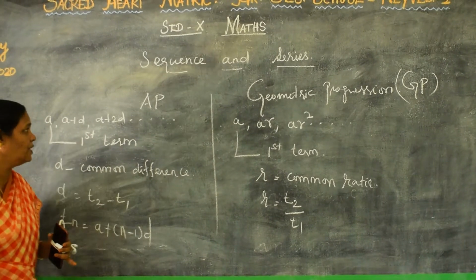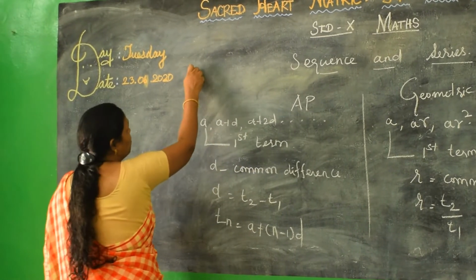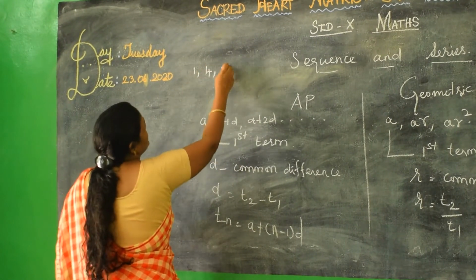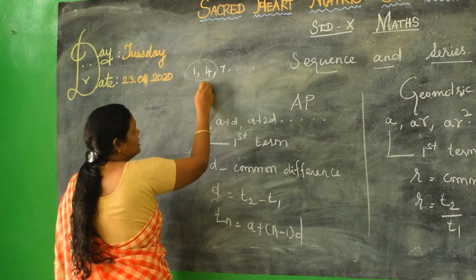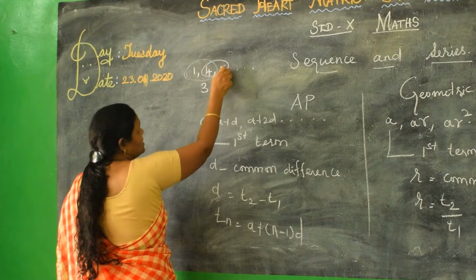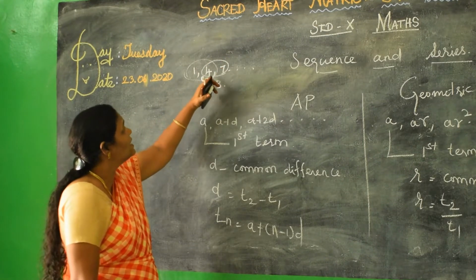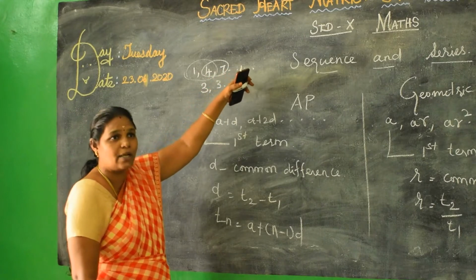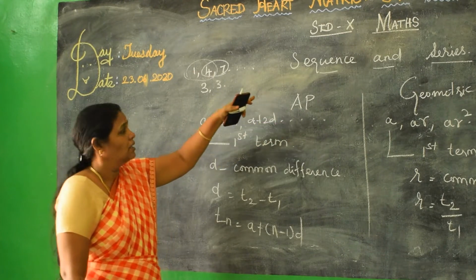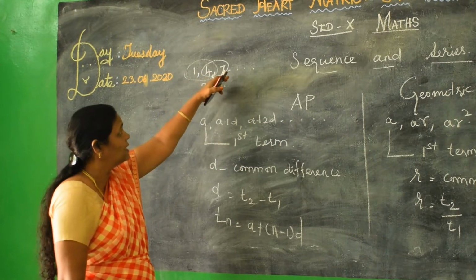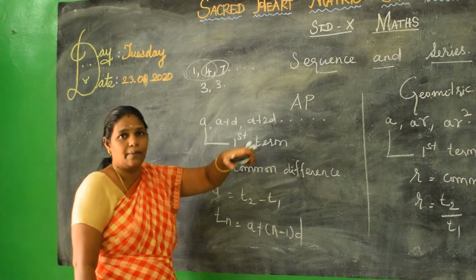Again I am saying, listen carefully. In AP, for example, if I write 1, 4, 7 and so on, the difference between these two numbers is what? 3. The difference between the numbers is 3. So, if the difference between the successive terms remains constant, then it is known as an AP.